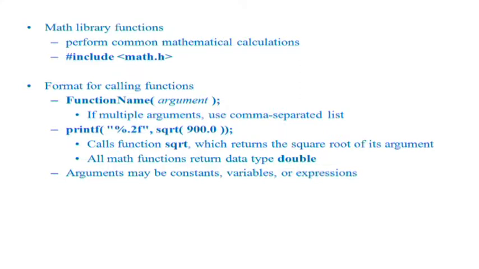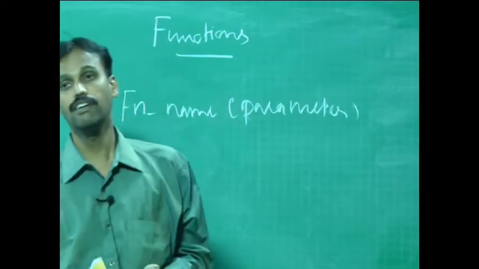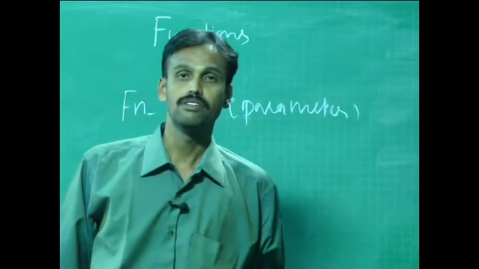This calls a function sqrt, which returns the square root of an argument. All math functions have return data type as double. Arguments may be constants, variables, or expressions. These arguments that I have here are termed to be either constants, variables, or expressions.